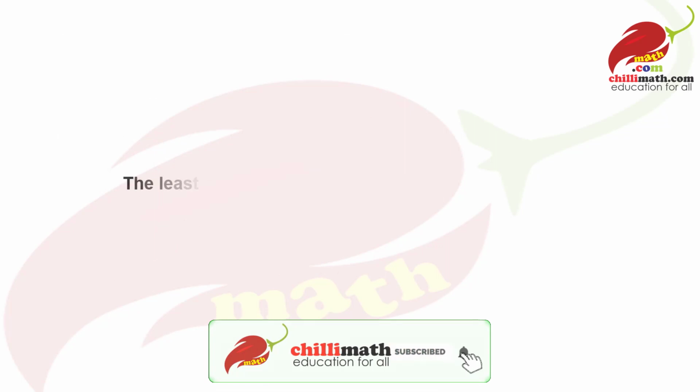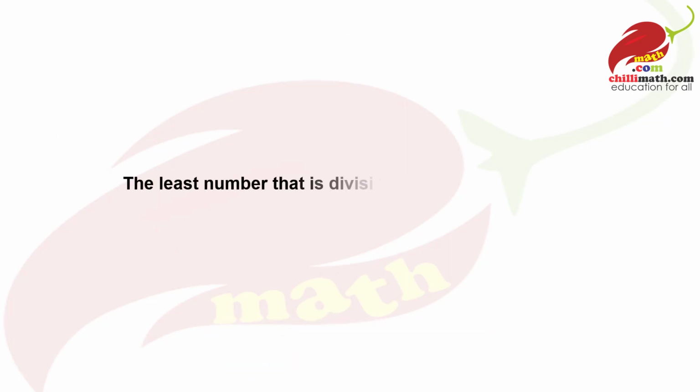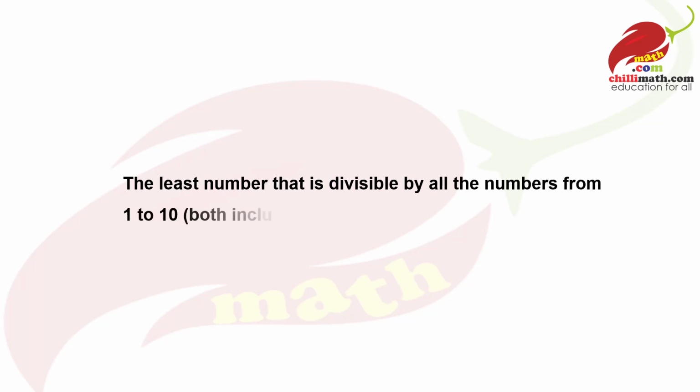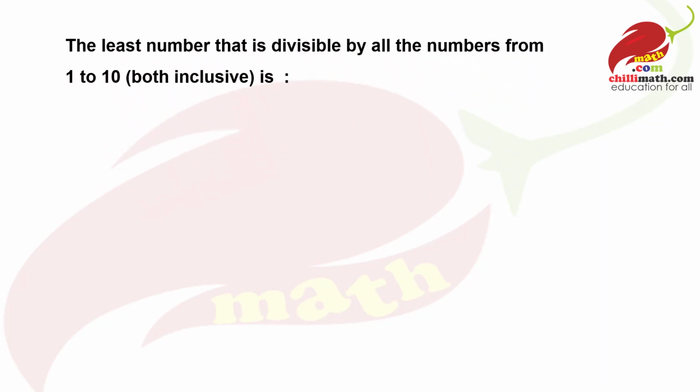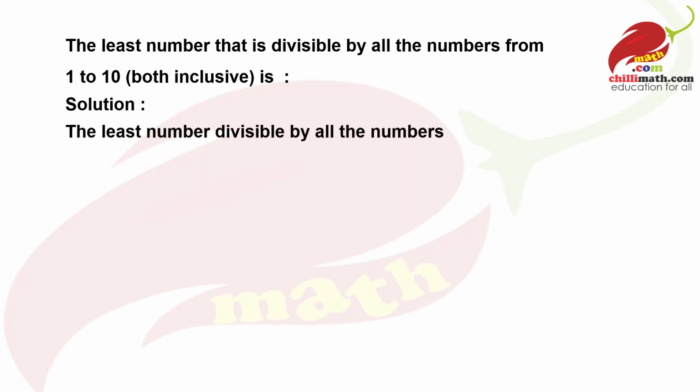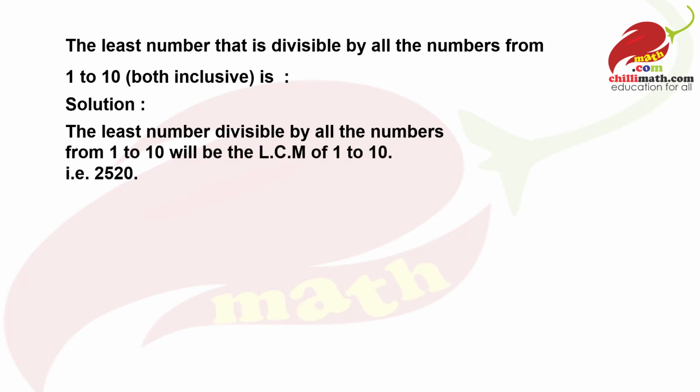The least number that is divisible by all the numbers from 1 to 10, both inclusive, is. Solution. The least number divisible by all the numbers from 1 to 10 will be the LCM of 1 to 10. That is 2520.